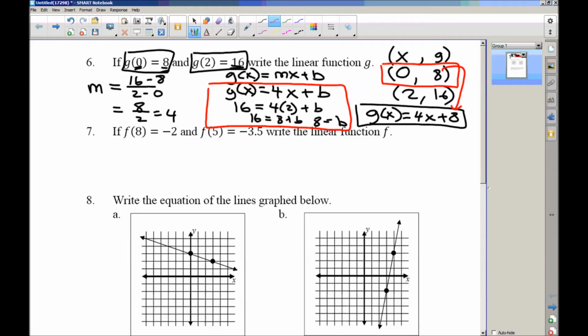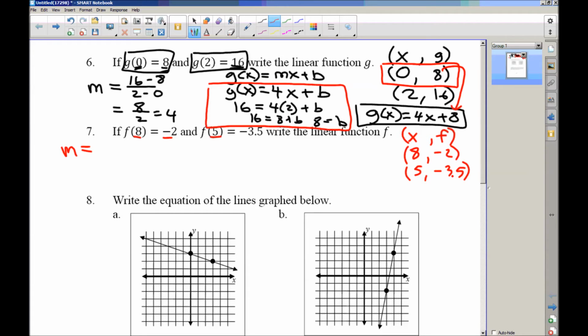Number 7, the second one on this page, we have inputs x makes output f. And our first one says an input of 8 makes an output of negative 2. And our next one says an input of 5 makes an output of negative 3.5. So this time we're not given the f-intercept, so we have to do all the work. So let's just practice it again all the way through.